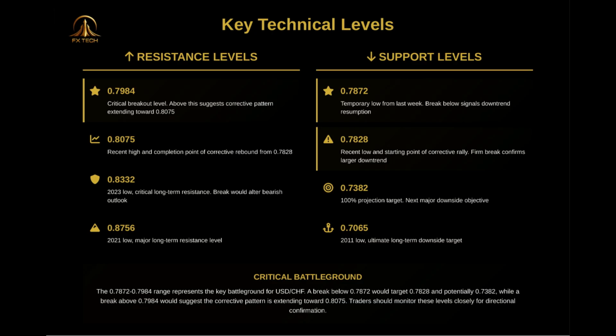For support, 0.7872 is the temporary low whose break would signal downtrend resumption. Below that, 0.7828 is the recent critical low, with 0.7382 as the 100% projection target. The 0.7872 to 0.7984 range represents the key battleground. Traders should monitor these levels closely for directional confirmation and position accordingly.